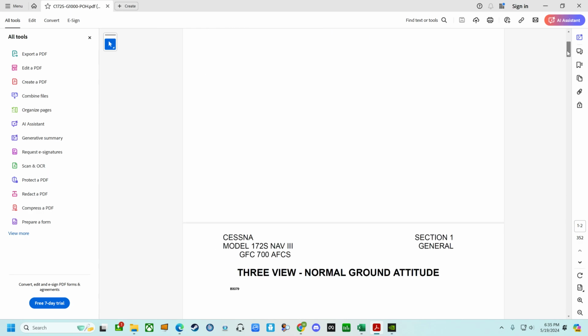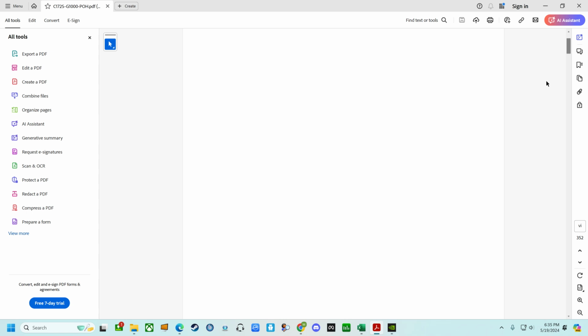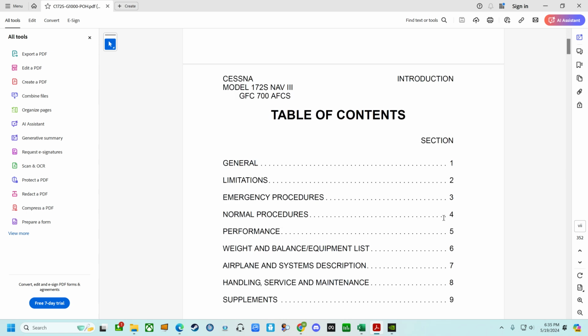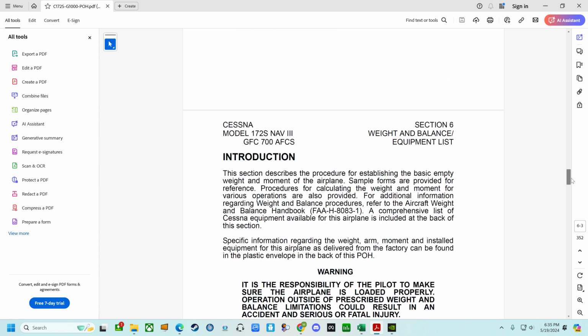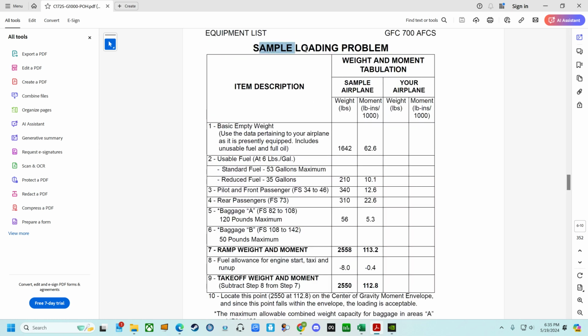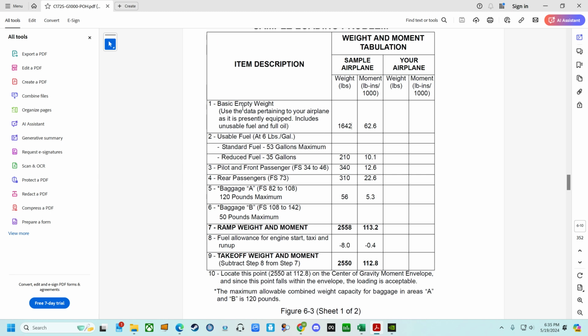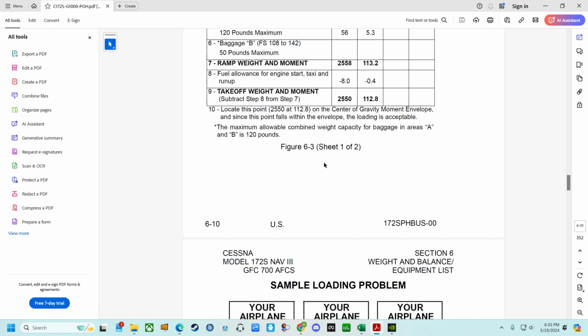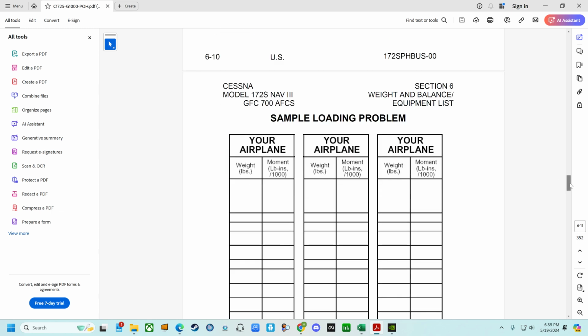Let me find that, should be section, I believe, 6. Yep. So if I go down to section 6 on my weight and balance, they'll give you some examples of how to actually calculate that weight and balance, right? How do I calculate weight of the aircraft? Using basic empty weight, usable fuel. And again, this will be another workshop that we go through.